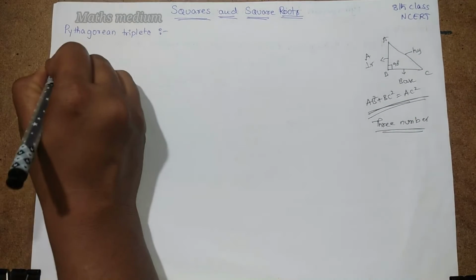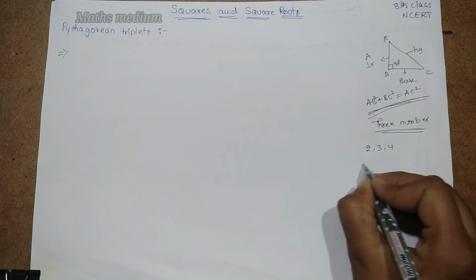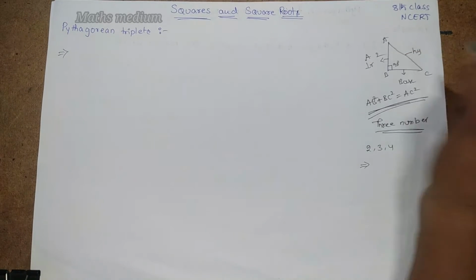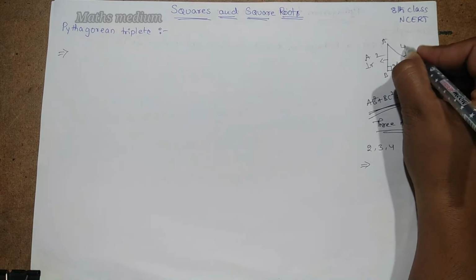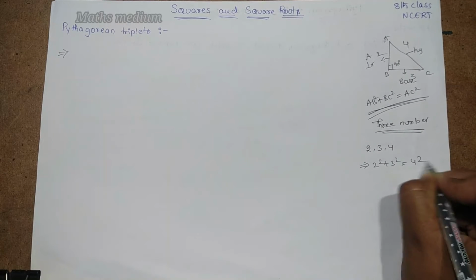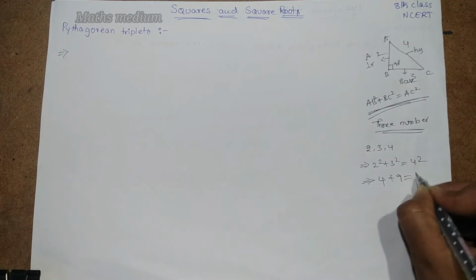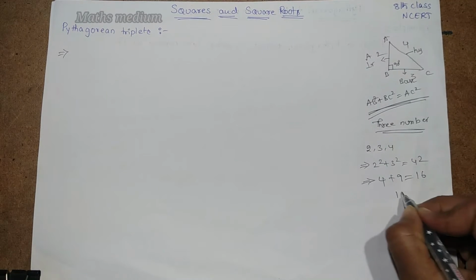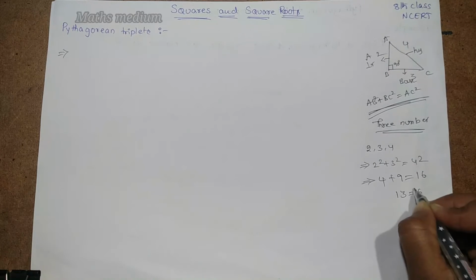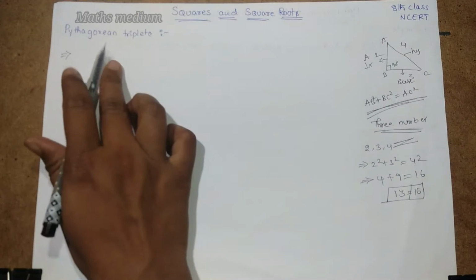If you take 2, 3, 4 and apply this, let this be 2, this is 3 and this is 4. Now 2 square plus 3 square is equal to 4 square. Check this: 2 square is 4, 3 square is 9, 4 square is 16. This is 13 is equal to 16? No, it's not equal. It does not form a Pythagorean triplet.